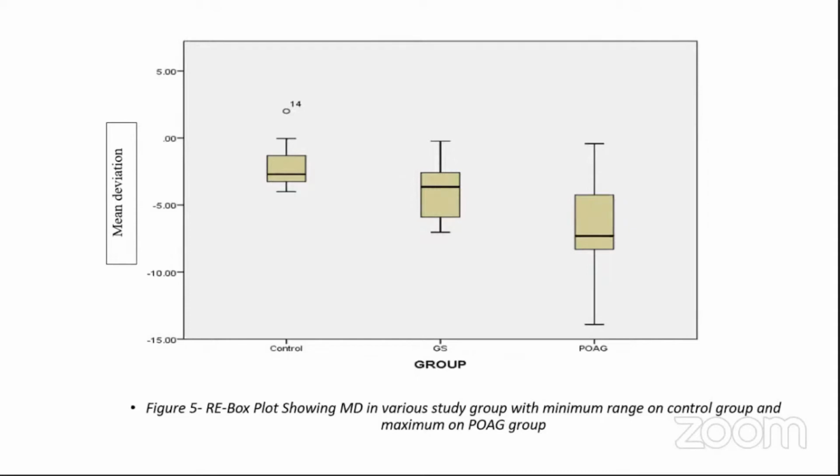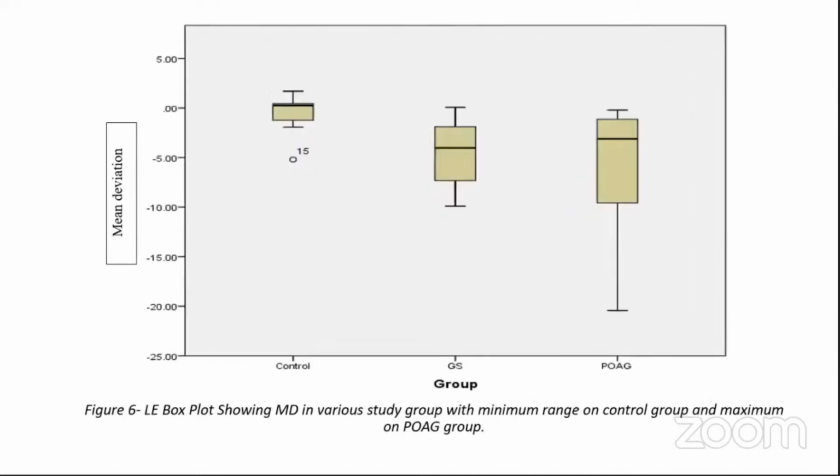I'm comparing these three different groups, and they should be diagnosed, right? So what I did is every patient should already be confirmed as a glaucoma suspect or as POAG, a glaucomatous patient. These were the tests that we took from the perimetry. This is the right eye, and this is the left eye. Again, you can see the variation in the mean deviation.